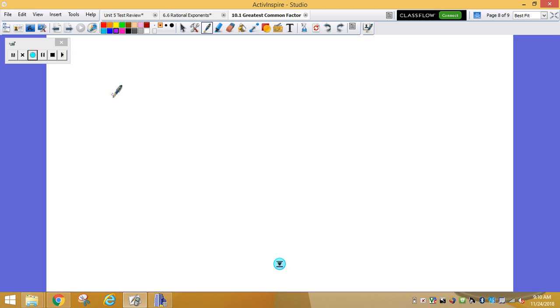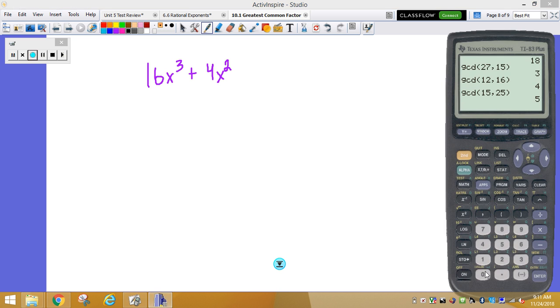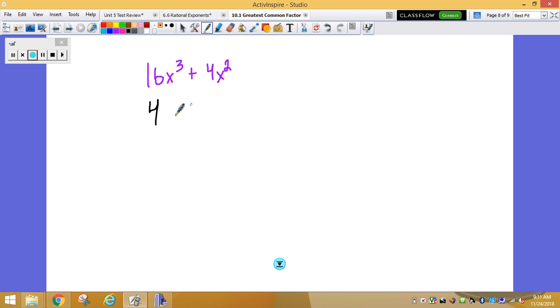Okay, let's do another one. Let's do 16x to the third plus 4x squared. Okay, so I want to find my GCF between 16 and 4, and it is a 4. Do they both have an x? Yes. The smaller exponent is x to the second.